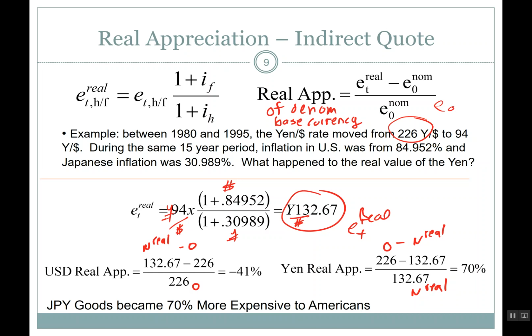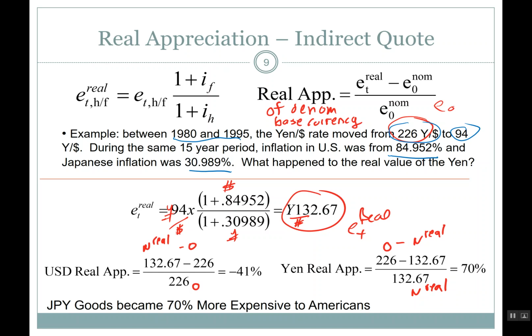Actually, from 1980 to 1995, the yen went from 226 to 94. Is that an appreciation or depreciation of the yen? It's an appreciation of the yen, depreciation of the dollar. So the yen went from 226 to 94 in 15 years. During that same period, inflation in the US was 85%. Inflation in Japan was 31% over that entire period of time. Not annualized. So the question is, what was the real appreciation of the yen?